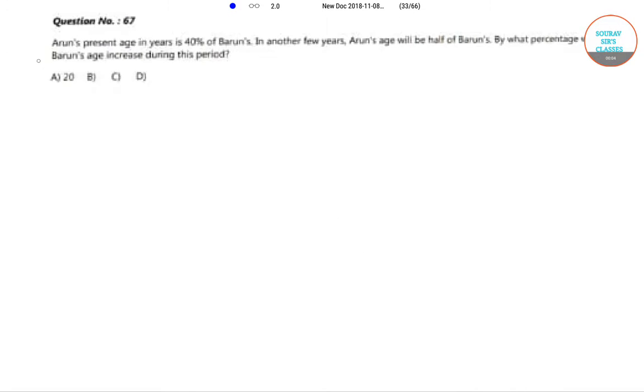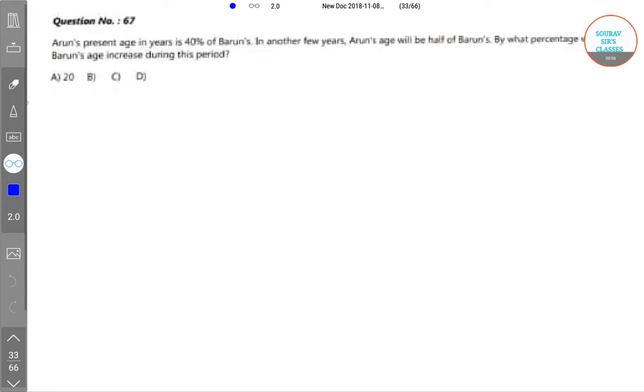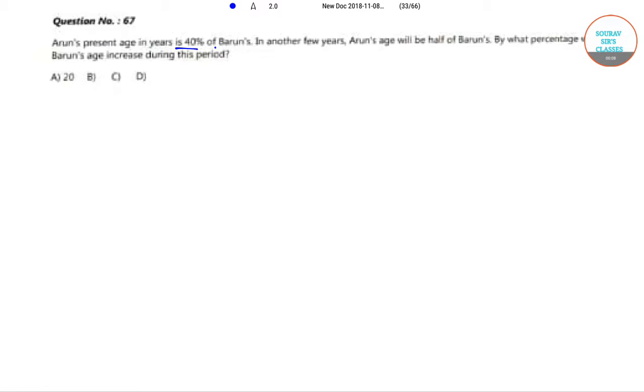The question is, Arun's present age is 40% of Barun's. In another few years, Arun's age will be half of Barun's. By what percentage will Barun's age increase during this period?